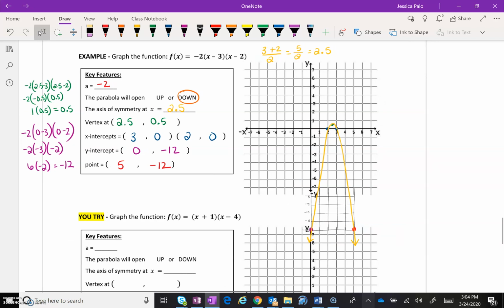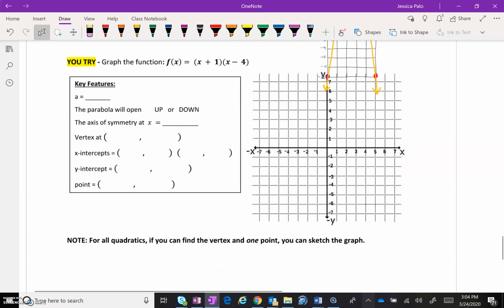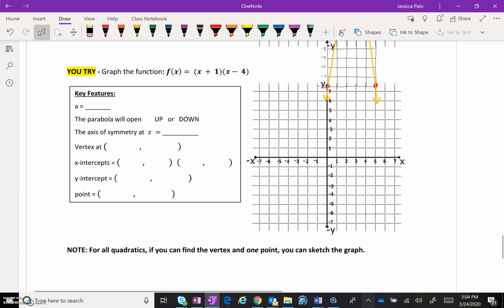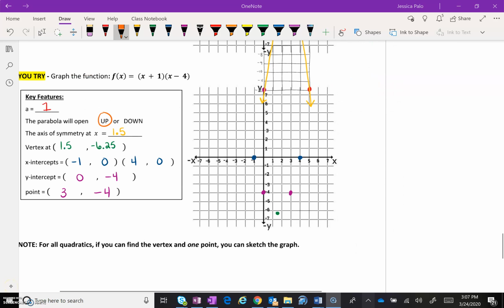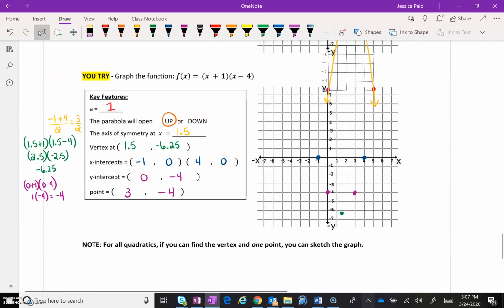So now, coming down here, you are going to try. Pause and come back when you are finished. I wanted you to be able to see the points before I draw the parabola. A is positive 1, so the parabola will open up. When we calculate the axis of symmetry, we get x equals 1.5, which makes our vertex 1.5, negative 6.25. The x-intercepts are negative 1 and 4.